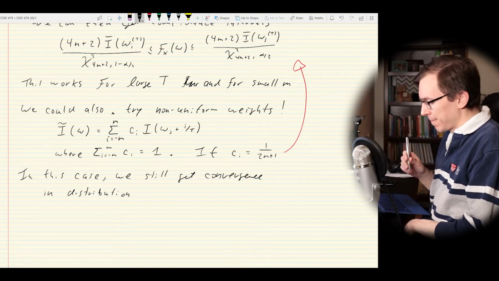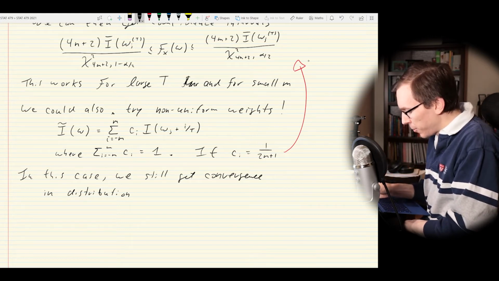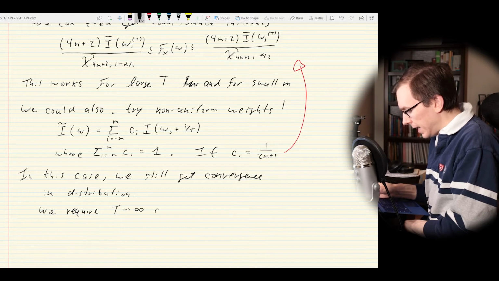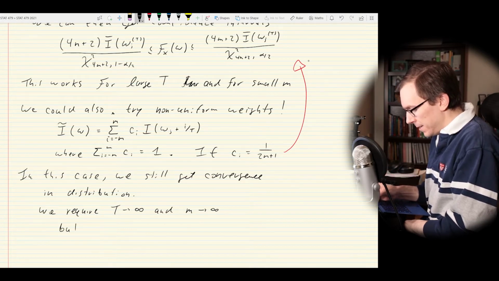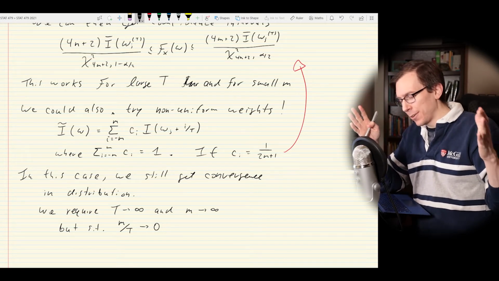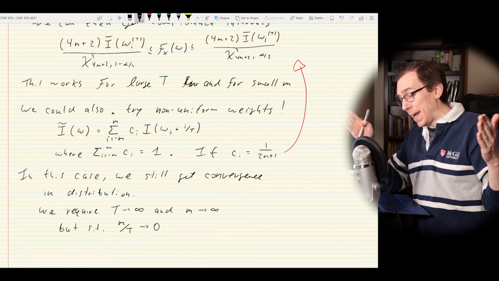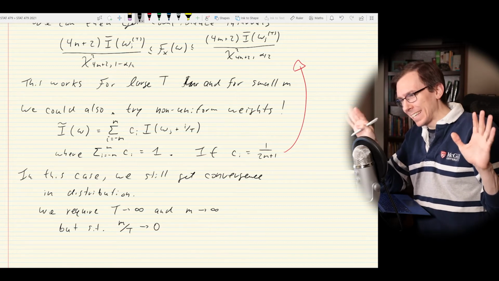Anyway, we do require, I'll write that down in a second, a couple of things to get this convergence. We require, of course, t going to infinity, and we can take m to infinity as well, but such that m divided by t goes to 0. So what does that mean? Well, that means that the width of our band, our bandwidth, can, but not exactly the bandwidth.